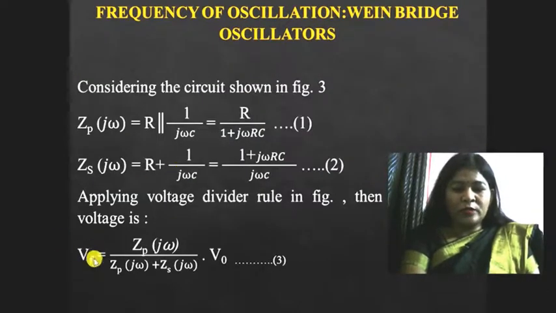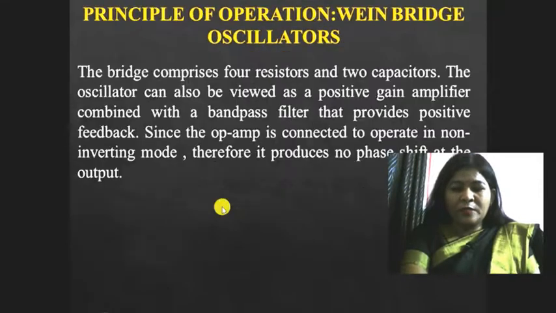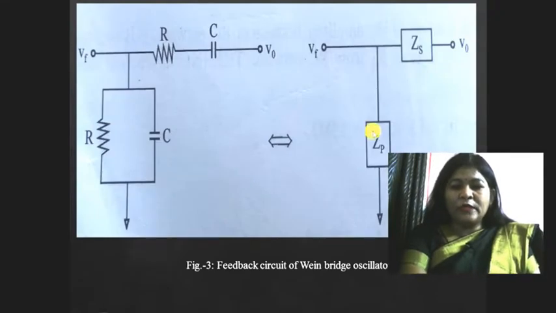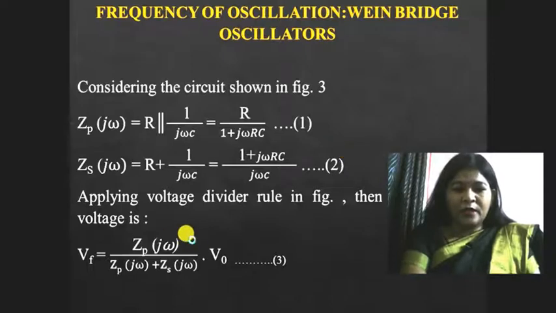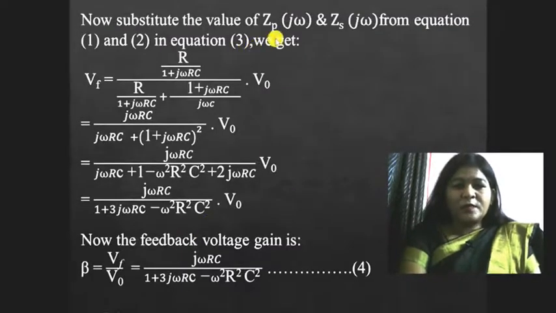According to the voltage divider rule, VF is equal to ZP(j omega) upon ZP(j omega) plus ZS(j omega), into V0. Why? Because according to the voltage divider rule, the voltage across ZP is V0, so ZP into V0 upon the total impedance, that is ZP plus ZS. According to this we can find out VF. Now substitute the values of ZP(j omega) and ZS(j omega) from equations 1 and 2 in equation 3.